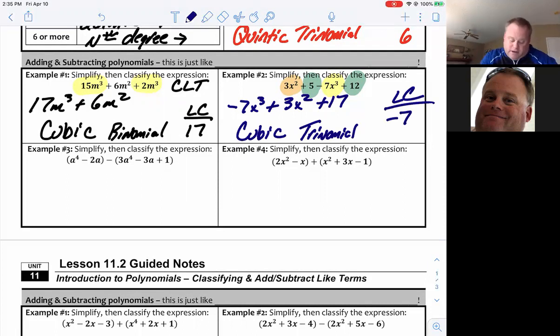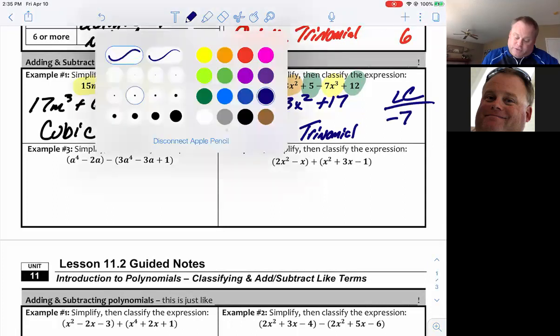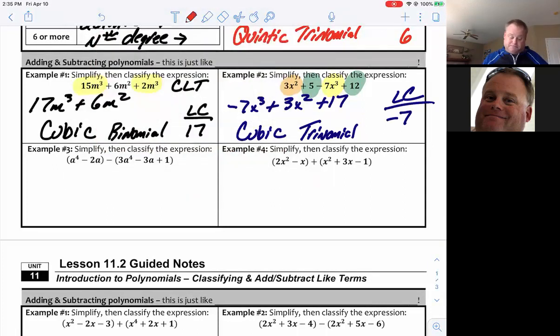All right, now, these are going to be a little bit more difficult. So I just want to make sure that you understand this. It says simplify then classify the expression. And I have a binomial, a to the fourth minus 2a in one set of parentheses. And I'm subtracting from that a trinomial inside parentheses of 3a to the fourth minus 3a plus 1.